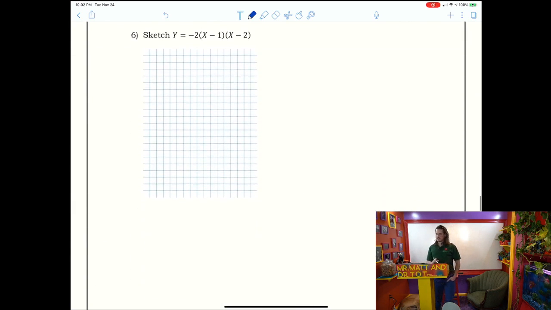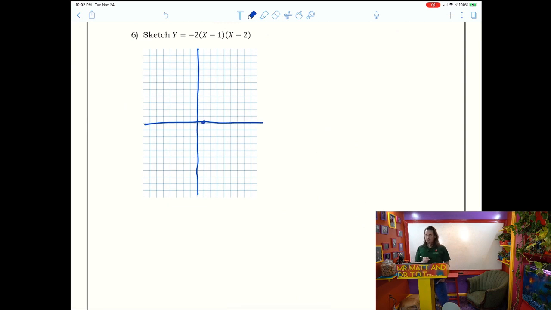Please take a look at y is equal to negative 2 times x minus 1 times x minus 2. So again, looking at the intercept form, we can tell that this function crosses the x-axis at x is equal to positive 1 and x is equal to positive 2. So let me go ahead and just write in those values. If we're at positive 1 and positive 2, that's a little bit tricky because that means the vertex is a fraction. So the vertex has to be 1.5. It's in between 1 and 2. So I'm going to evaluate this function at x is equal to 1.5.